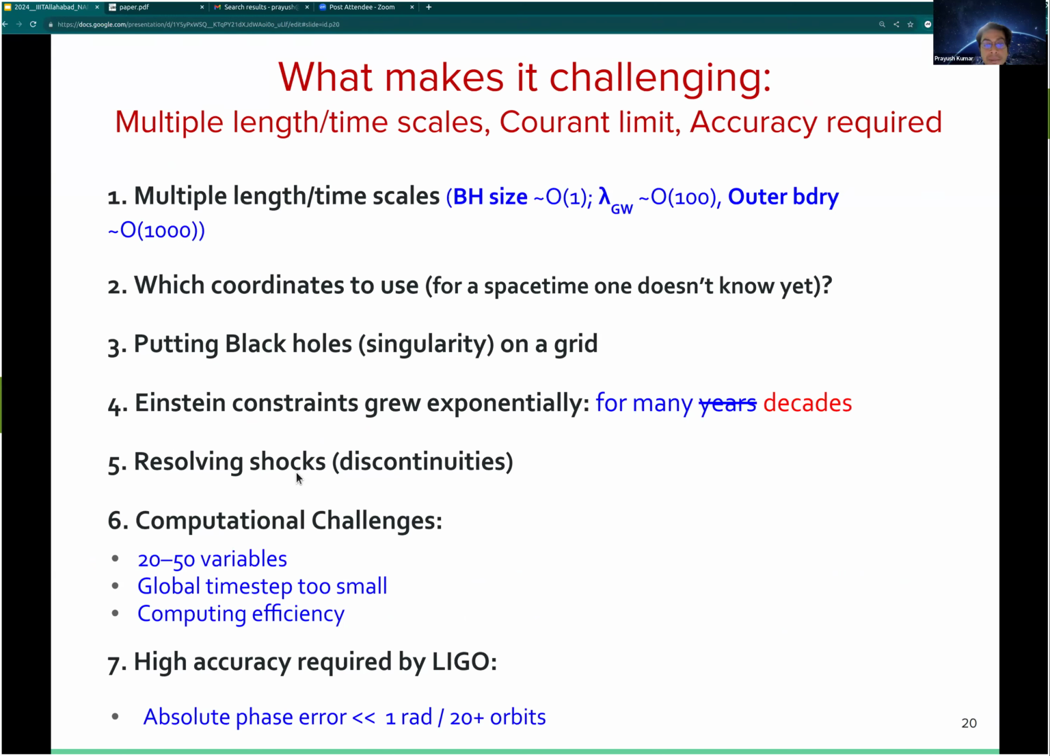Next thing is that resolving shocks and discontinuities in curved spacetime is a non-trivial challenge. And then we have the computational challenges, of course. So we are at any time evolving PDEs in 20 to 40 variables. And if we evolve time globally, then that global time step will be determined by the smallest length scale in your system. So that is not an efficient thing to do, especially because the accuracy that is required by the LIGO detector is quite high. We require the simulations to be faithful to much less than 1 radian error in tens of orbits long simulations.